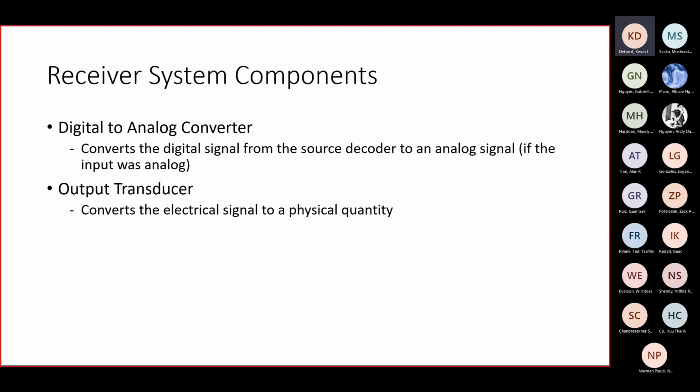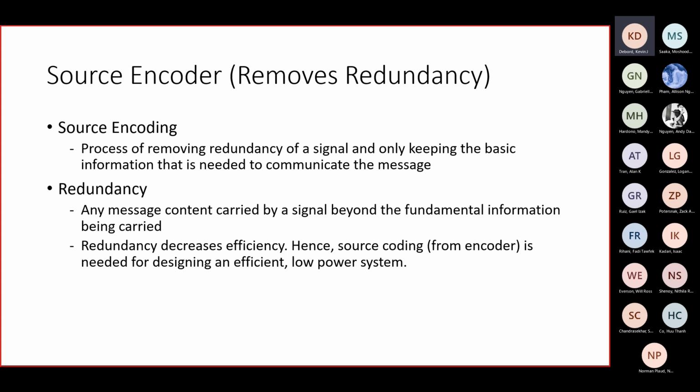We got the receiver system components. We got the ADC. We've done this a million times. The output transducer just takes that electrical signal and puts it back into a physical quantity. The source encoder removes redundancy. Source encoding is just the process of removing redundancy from a signal and keeping the most basic information that is needed to communicate the message.